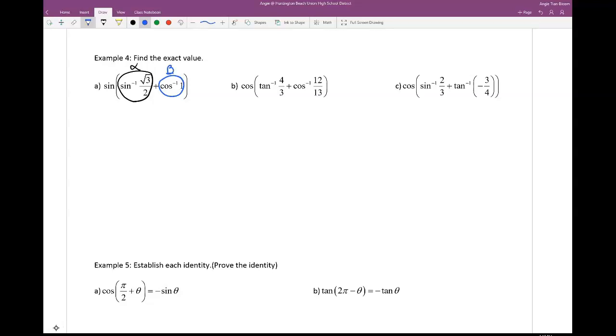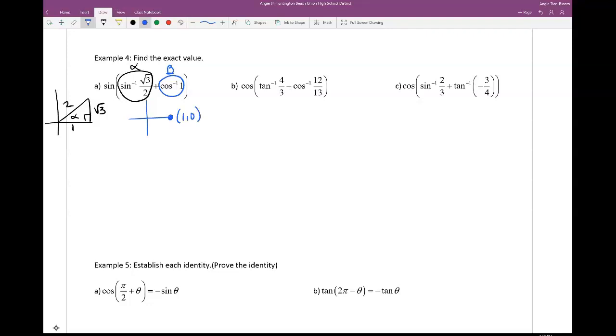Okay, so let's do alpha first. Since alpha is a sine inverse, I know there's this restriction. Sine inverse is in quadrants 1 and 4, and that's positive radical 3 over hypotenuse. I now know that's in quad 1. Cosine beta is also restricted. It's in quad 1 and 2, because I know that's positive. I know it has to be right here. So cosine inverse of 1 is right here.